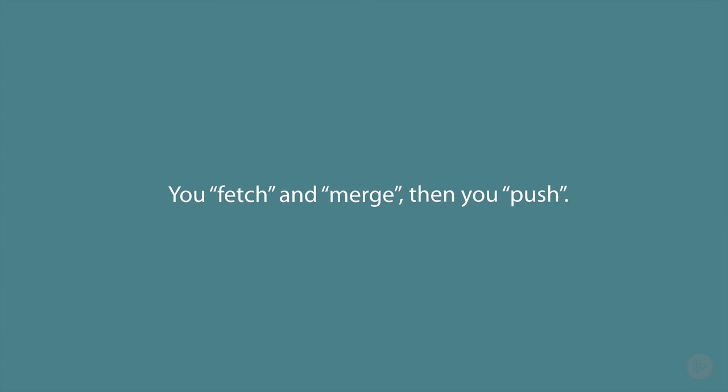This is what you do most of the time. You fetch the changes from the remote, you merge them into your own repo, and then you push the result. This sequence of a git fetch followed by a git merge is so common that there is one single command that does both. It's called, you guessed it, git pull, a fetch followed by a merge.